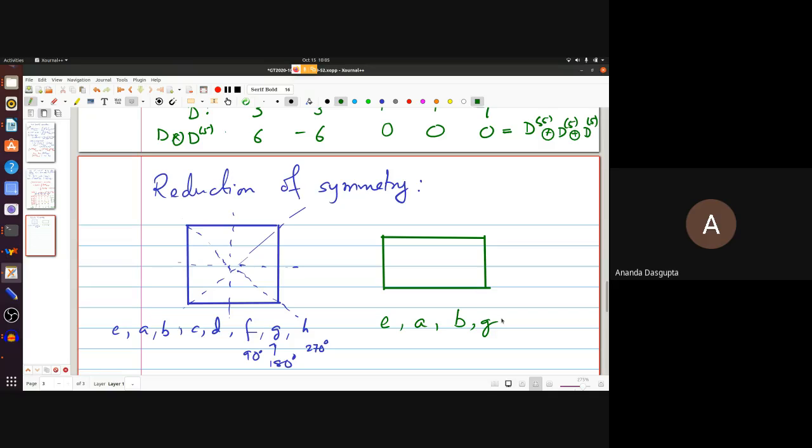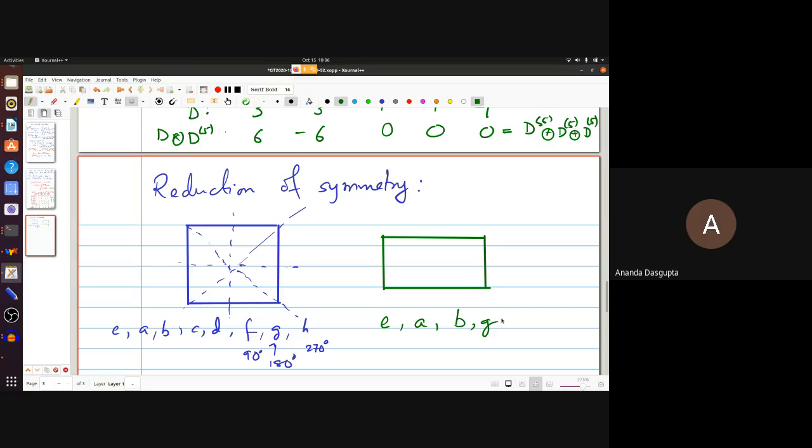No matter which way you put the multiplication in, A times G has to be another reflection. What is A times G, by the way? B. Good. What is B times G? What is G times A? B again. B again. Good.